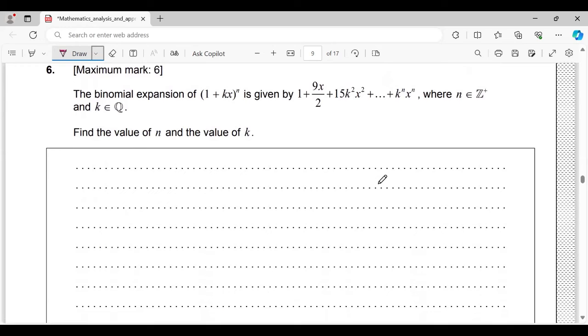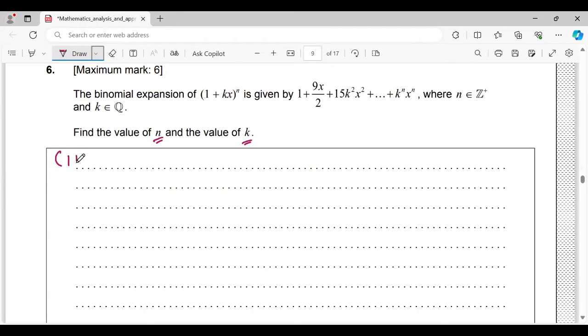Number 6. The binomial expansion of (1 plus kx) power n is given by 1 plus 9x over 2 plus 15k squared x squared, and so on. Find the value of n and the value of k.